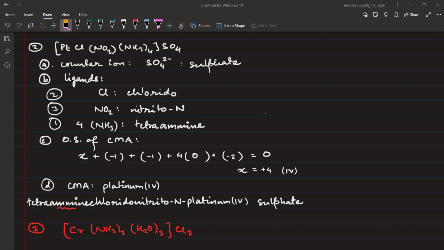You identified the counter ion, the ligands, the oxidation state of the central metal atom. Keep your mic on, Rehan. Is it -1? No, look again. Copy exactly how we were doing it.